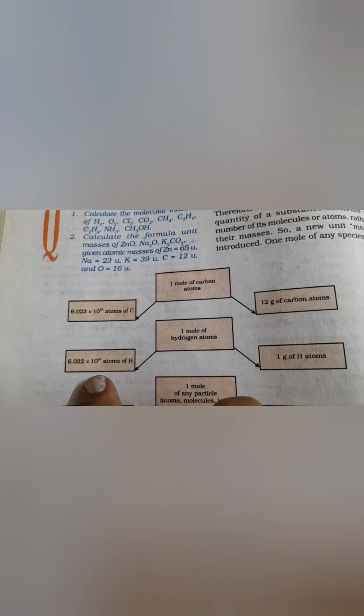Now you can see this chart, you just remember: 1 mole of carbon atoms always contains the Avogadro number. What is the Avogadro number? 6.022 into 10 raised to 23 atoms of carbon, or you can say 12 gram of carbon. Similarly, 1 mole of hydrogen atoms can be expressed as the Avogadro number, also 1 gram of hydrogen atoms. So now we will see what is meant by the mole concept.